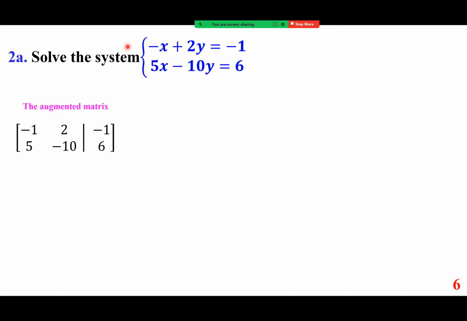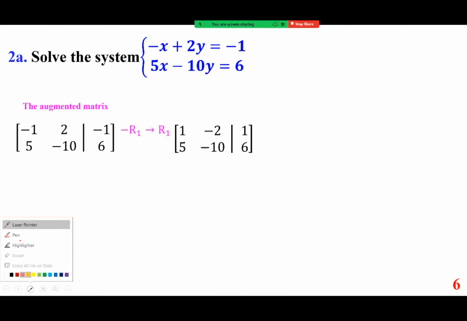Remember, this represents this equation, and this represents this equation. So this equation, can I multiply both sides by any number I want? Yes. So if I multiply by negative, in other words, negative R1 replaces R1. This becomes +1, -2, +1. So my goal was to change this to 1, and I got it. Now, the next goal is to put everything underneath 0. So there's only one of them, but even if there were more, I would do that.